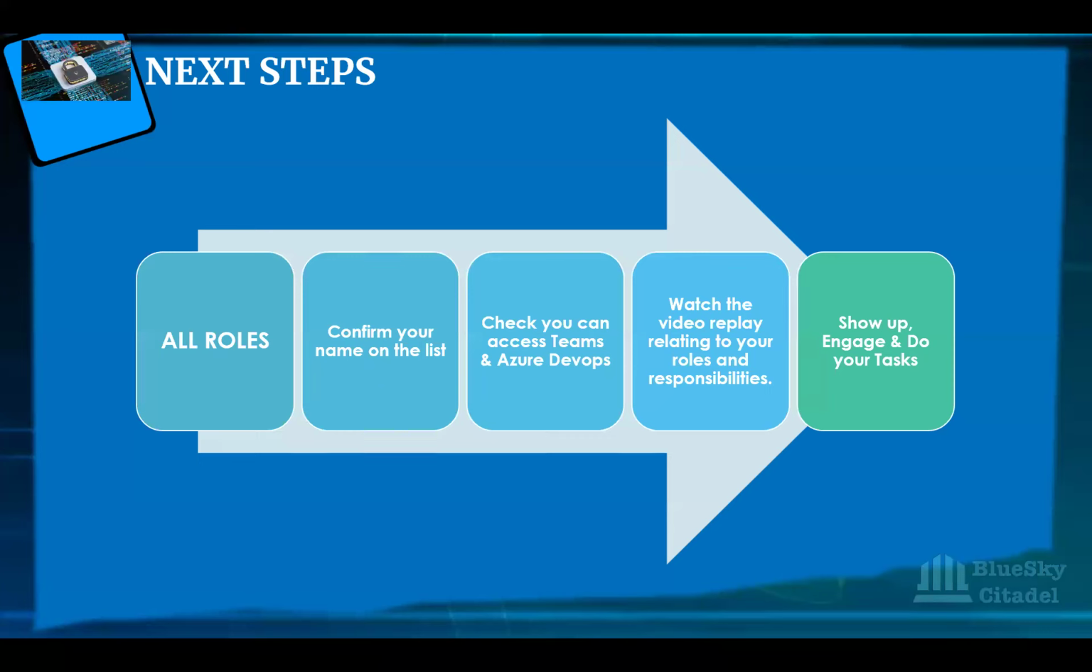So right now, the next steps for all roles, confirm your name on the list. Okay? Then do a quick check if you can access Teams and Azure DevOps. I'll tell you that I'm aware that not everyone will be able to access Teams and Azure DevOps. So Scrum Masters, please get ready for work. You're going to be resolving a lot of impediments.